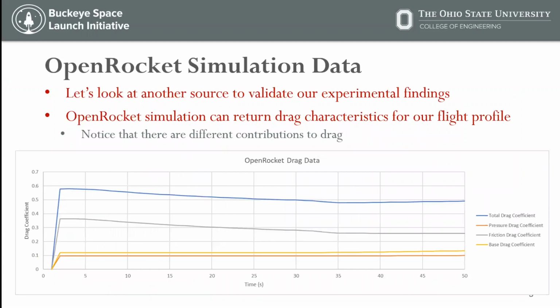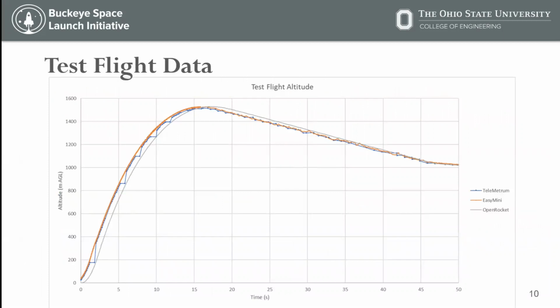So let's look at the OpenRocket simulation to compare to our test data. OpenRocket can return drag characteristics for our flight profile, but notice there are different contributions to that drag. What we're looking at specifically is pressure drag, friction drag, and base drag. We'll talk about those in a minute. And we also have our total drag, which is what our calculation from before is trying to get, total drag being the sum of all of those other contributions. And you'll notice that our total drag should probably be around 0.5.